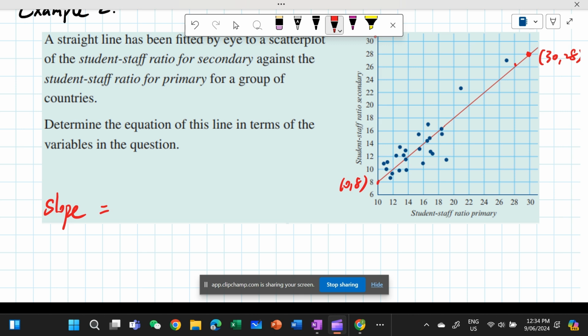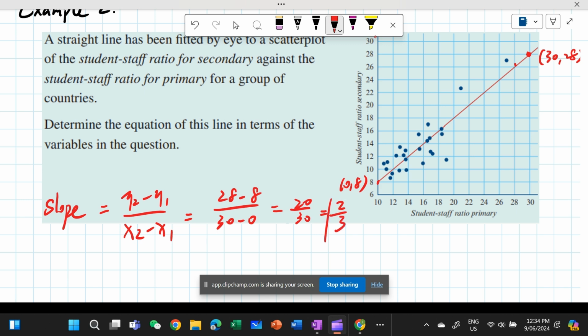y2 minus y1 over x2 minus x1. So 28 minus 8 divided by 30 minus 0. So 20 over 30. So that equals 2 over 3, or 0.667 or something. Yeah, that's the slope.